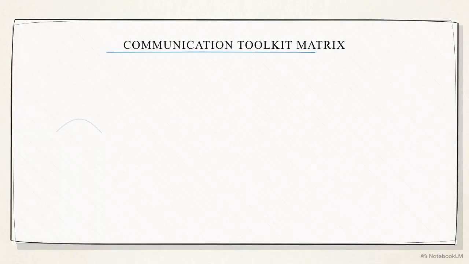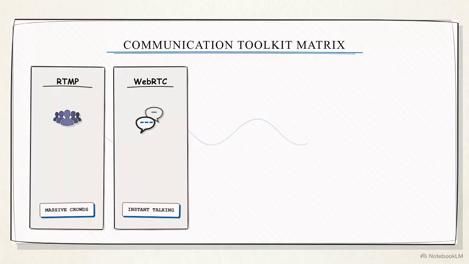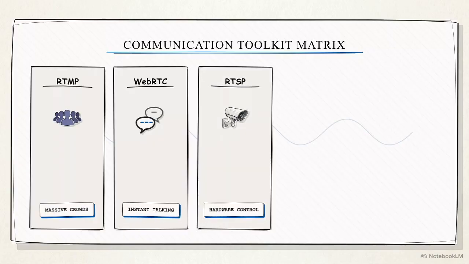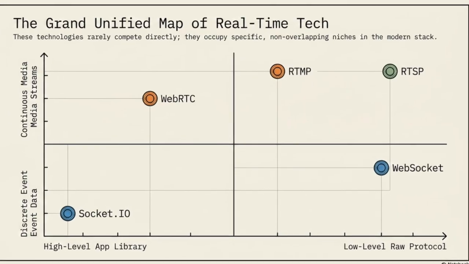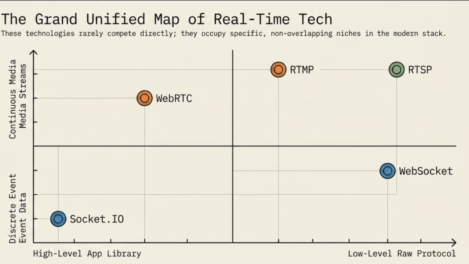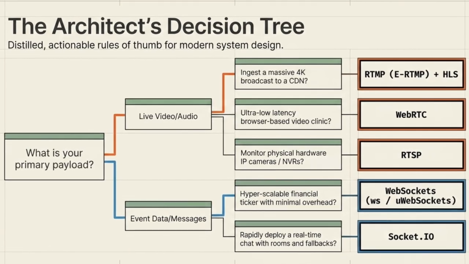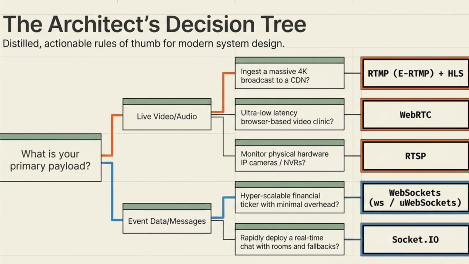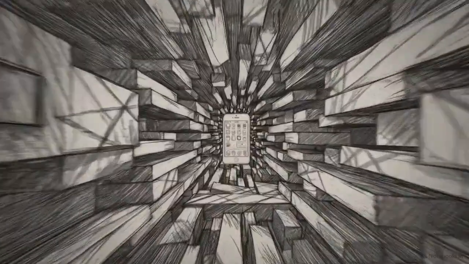Engineers use a decision matrix to match tools to tasks. RTMP handles massive crowds. WebRTC handles instant talking. RTSP controls hardware cameras. WebSockets deliver raw data, and Socket.io runs managed chat. Smooth internet experiences appear effortless, but they are the result of engineers selecting the exact right rulebook for the exact right moment. When you understand these underlying toolkits, the screens on your phone reveal the invisible machinery that makes the live internet possible.